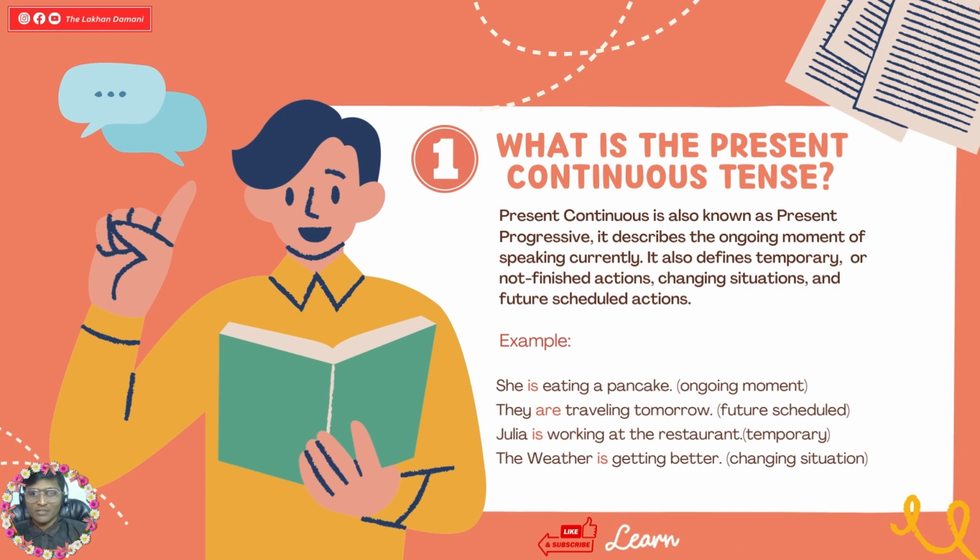And the last one is changing situations. Weather is getting better. Yesterday it was worse, or an hour before it was worse, but now it's getting better. So this is the fourth definition. Try to pause the video and try to understand it again. Try to make some sentences with each of these definitions. I'm sure that you are going to understand all these things.